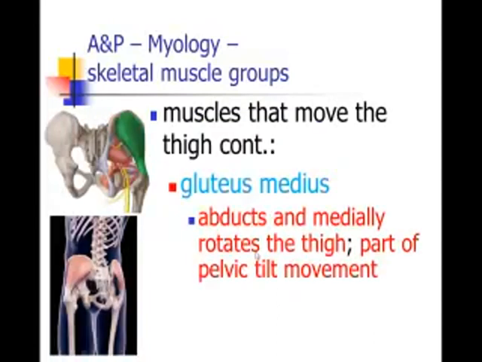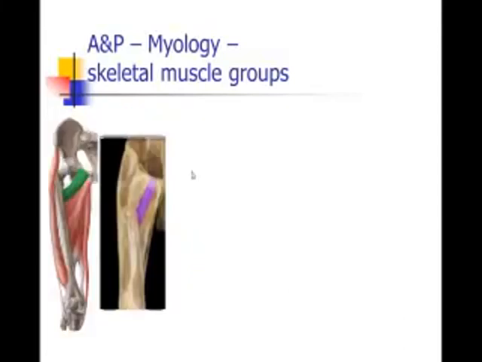Then we have gluteus medius. Gluteus medius, important for medial rotation of the thigh as well as abduction of the thigh. It's an abductor, and it also takes part in the movement referred to as the pelvic tilt. Pelvic tilt occurs when you're walking. Now when you lift, let's say your left foot, the left side of your pelvis elevates so that you don't drag your foot, and the elevation occurs because of the quadratus lumborum on the left side. On the right side, the gluteus medius maintains the position of the hip so that it doesn't move superiorly.